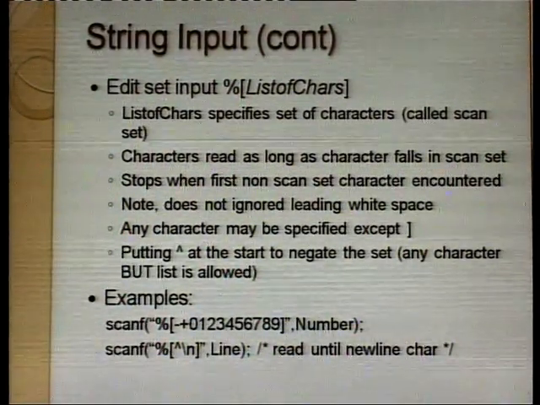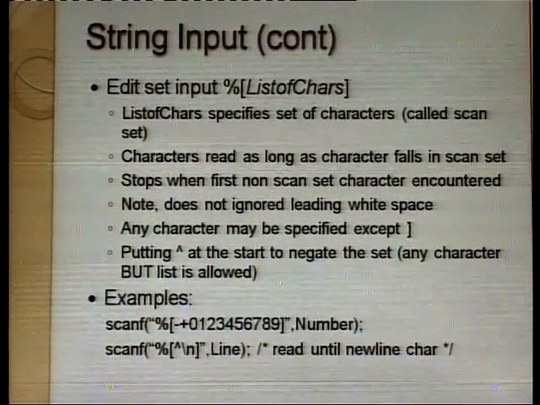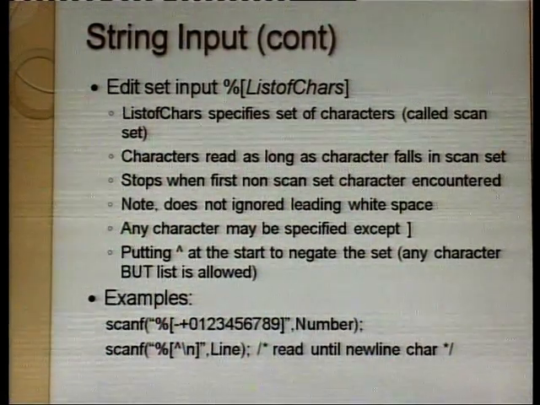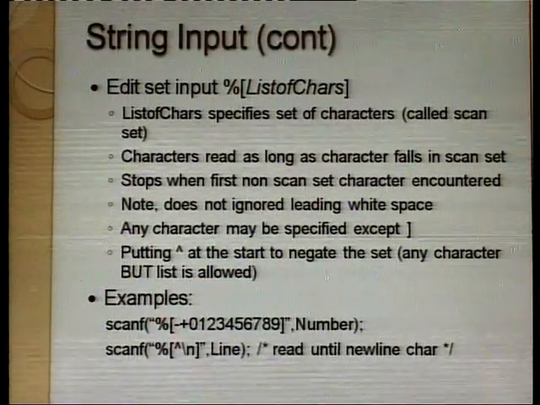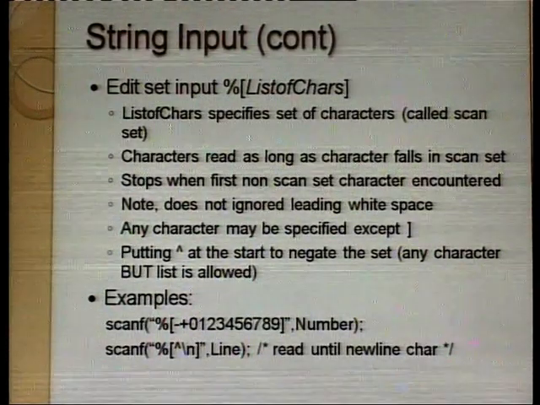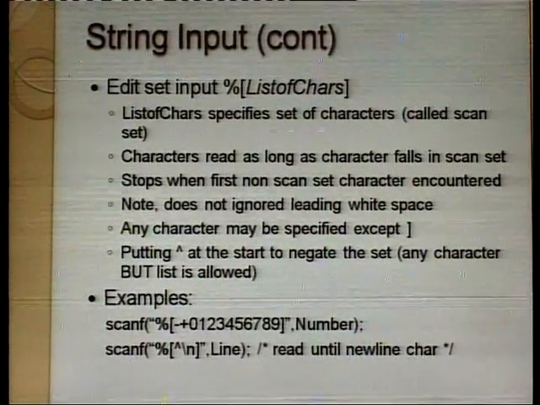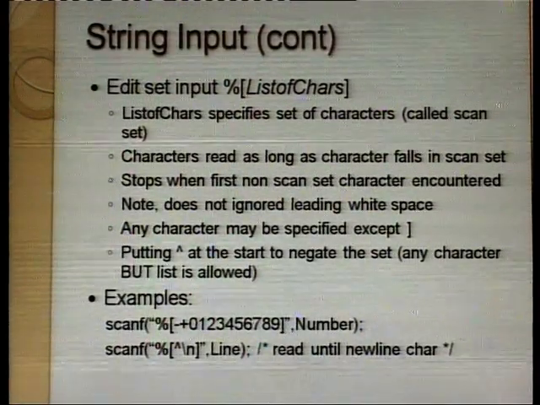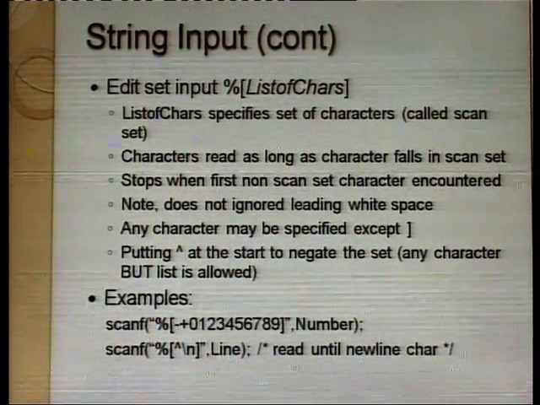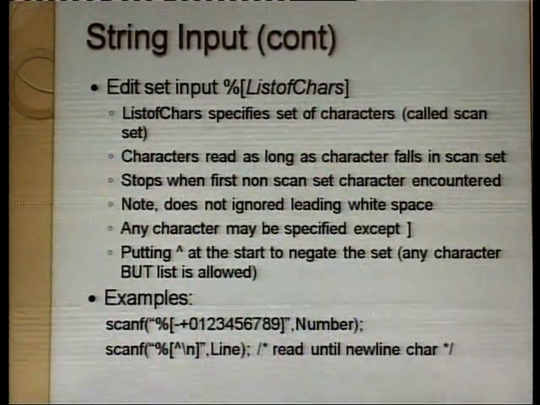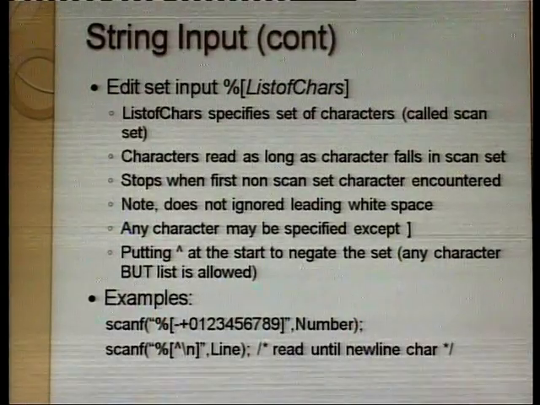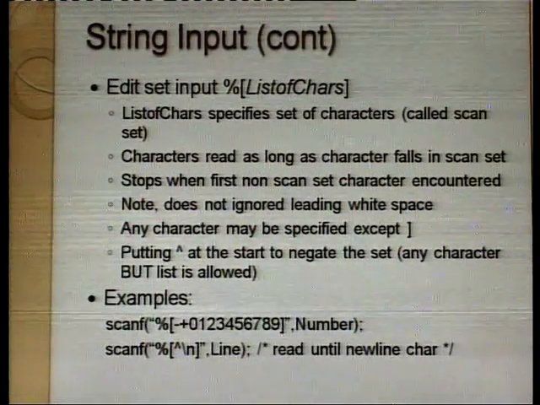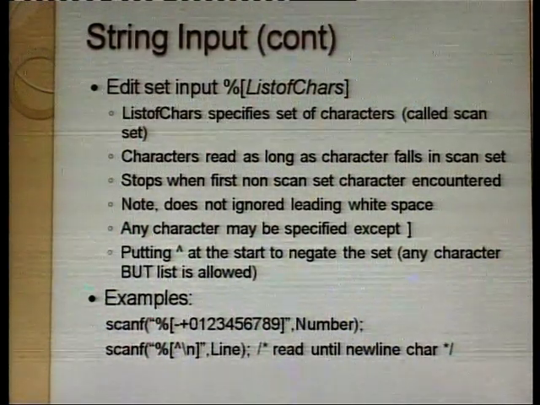Any character may be specified except the bracket; putting ^ at the beginning negates the set, so any character but the list is allowed. Example, scanf("%[-+0123456789]"). We have defined the list of characters that it starts with either minus or plus, then 0, 1, 2, 3, 4 up to 9. Any character in this set it can accept. If we enter in this case the letter a, it will reject it and stop reading the characters. In the next line we have defined the list of characters as the new line character. Read until the new line character appears.